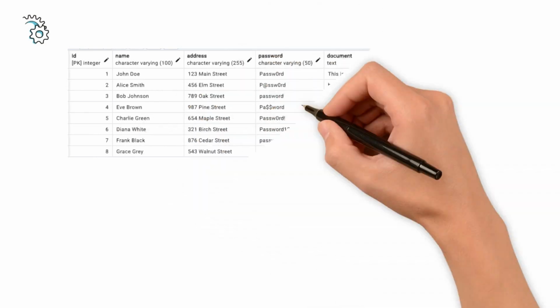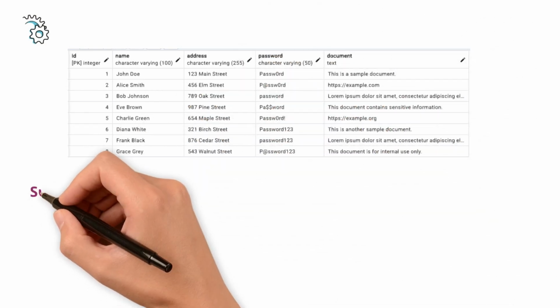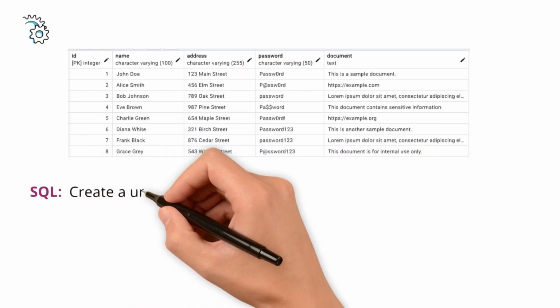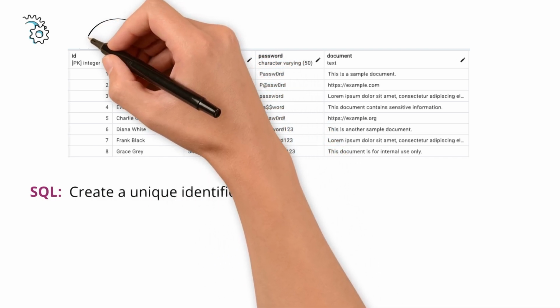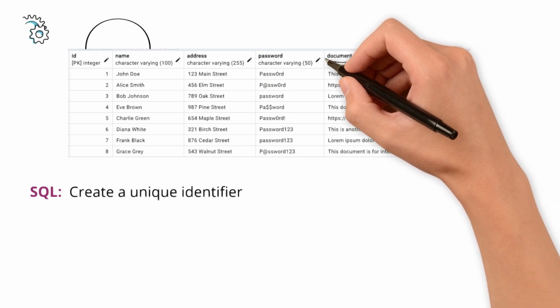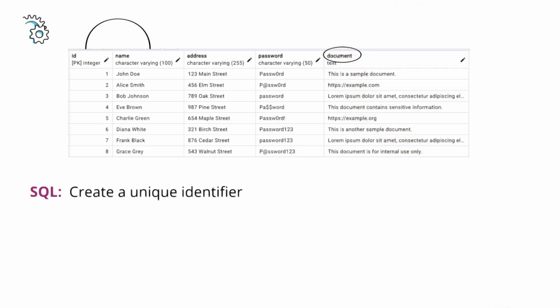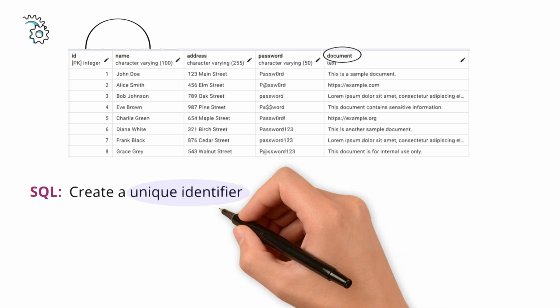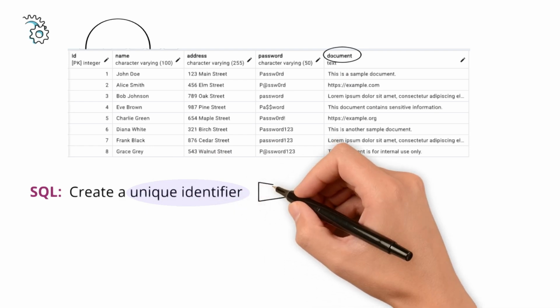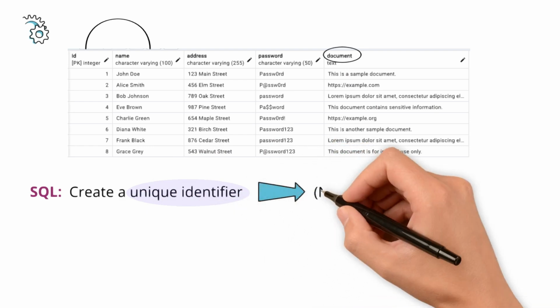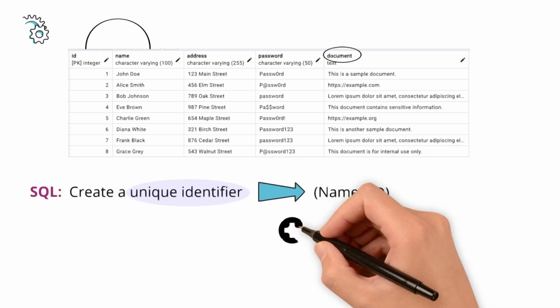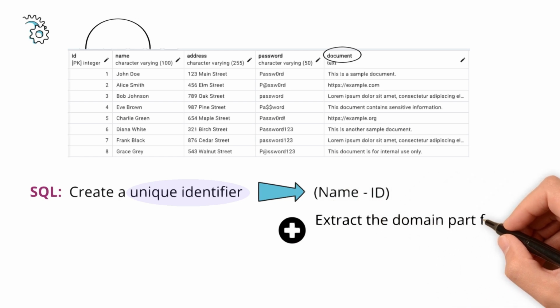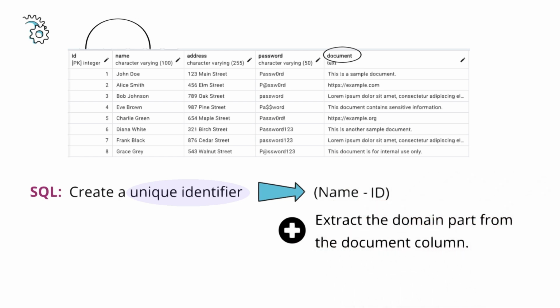Moving on, say this is your input table. From this, write a SQL query to create a unique identifier by combining the columns name and ID and extract the domain from the column document. So you need to generate a unique identifier for each record by combining the name and ID separated by a hyphen. Additionally, extract the domain part from the document column.